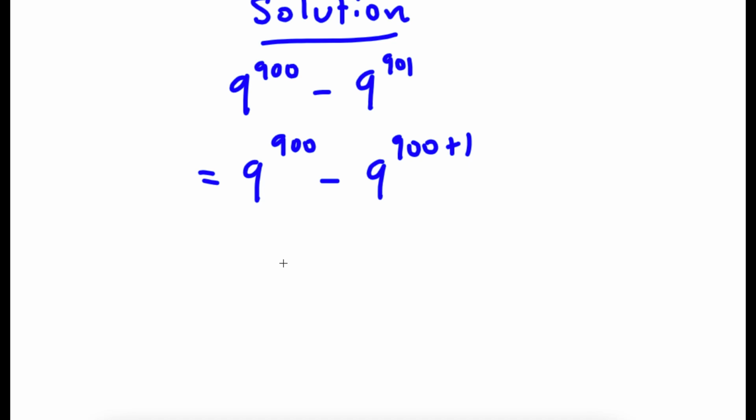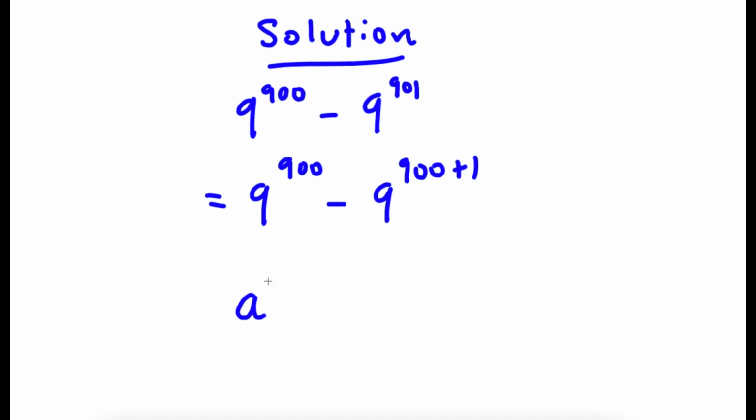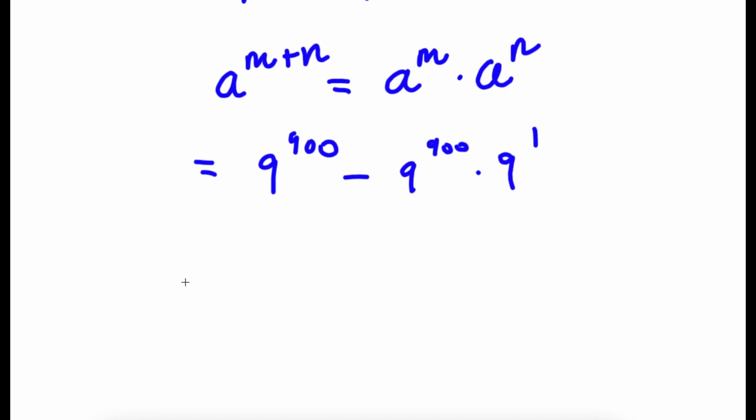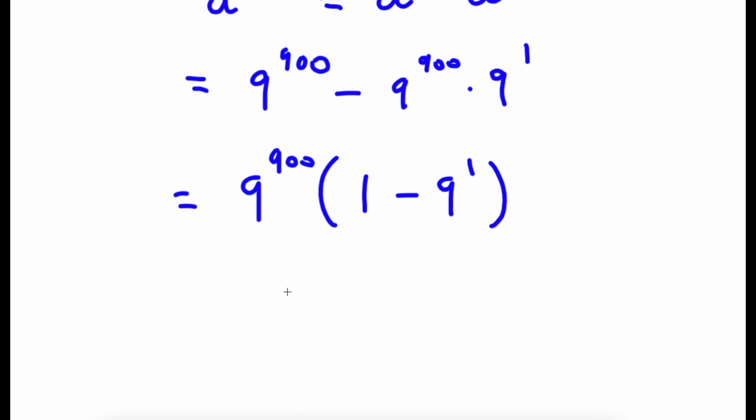And now if I have something in the form a to the power of m plus n, this is equal to a to the power of m times a to the power of n. So 9 to the power of 900 plus 1 is going to equal 9 to the power of 900 times 9 to the power of 1. Now if I factor out 9 to the power of 900, I have 9 to the power of 900 times 1 minus 9 to the power of 1.